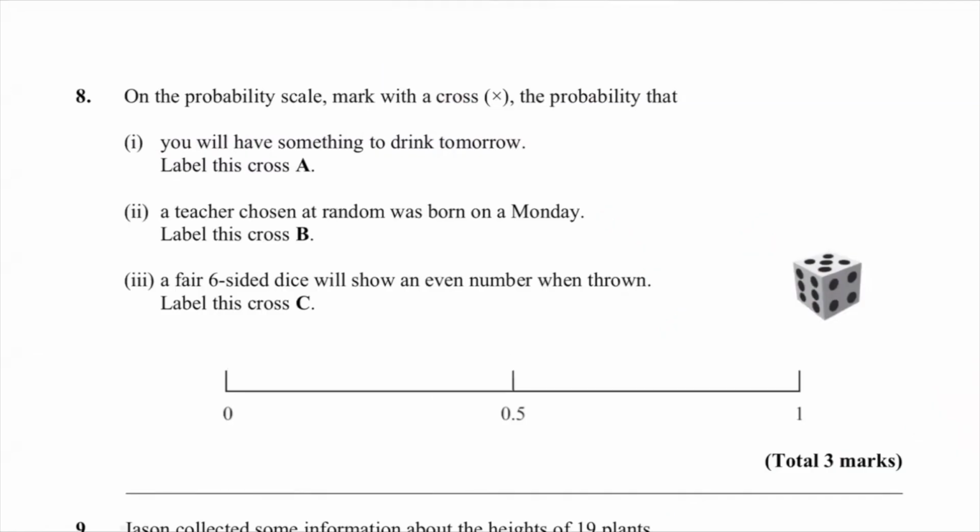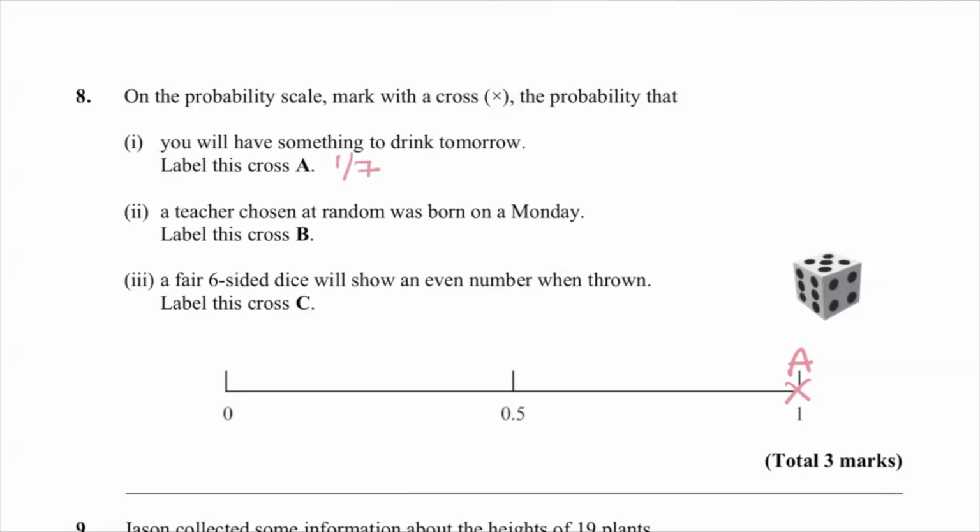Okay, so on our probability scale, we're going to mark with a cross and label with these letters the different events that they're describing. So the first one, you will have something to drink tomorrow. Everybody drinks during the day, so the expectation is a certainty on this one. So we have got A. A teacher chosen at random was born on a Monday. Now, you have got a 1 out of 7 chance to be born on a Monday.